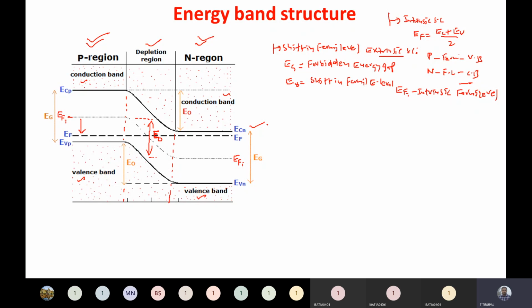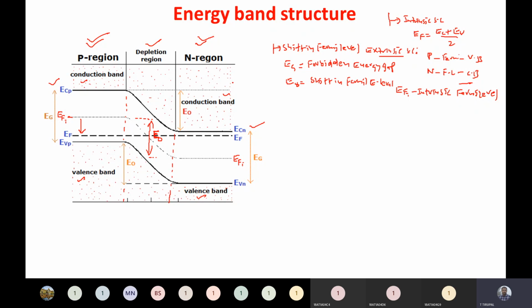E naught is called the shift in Fermi energy level, from the original position to the previous position. We can also call it ECP minus ECN. See, ECP minus ECN is also called the shift in energy level. This is ECP. ECP means the energy level in the conduction band in a P-type semiconductor.